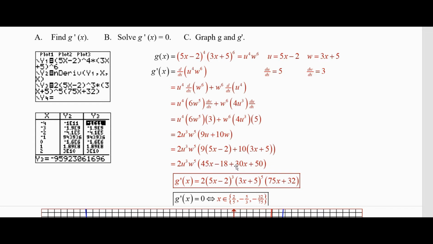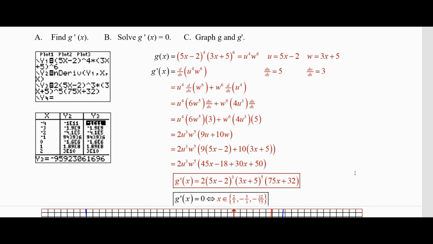I get 75x plus 32 for the last factor. And then I went ahead now and substituted back in the u and w there on the first part. And so we see that g prime of x is 2 times parentheses 5x minus 2 to the third times parentheses 3x plus 5 close parentheses to the fifth times parentheses 5x plus 32 close parentheses.